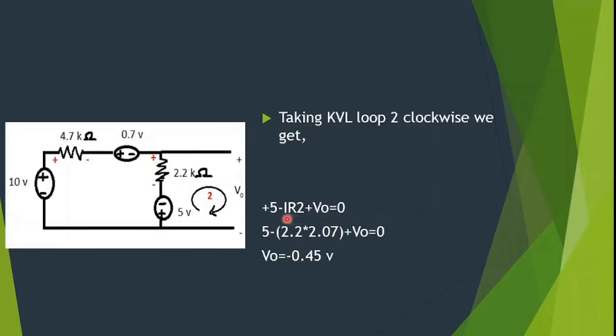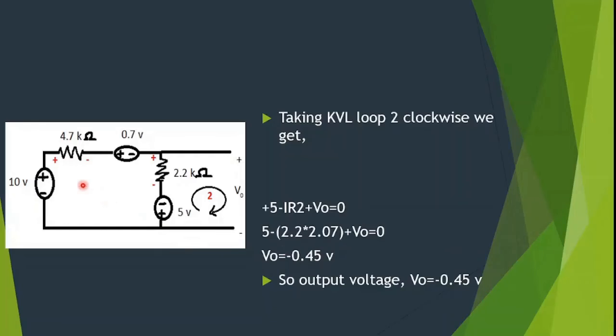So just put the value of I, which we found earlier, 2.07 milliampere, and the resistor 2, which is this one, 2.2 kilo ohm, and put it in here. And if we solve the equation, then you will get the output voltage equal to minus 0.45 volt. So that should be the answer for our question. So that was the basic thing about KVL.